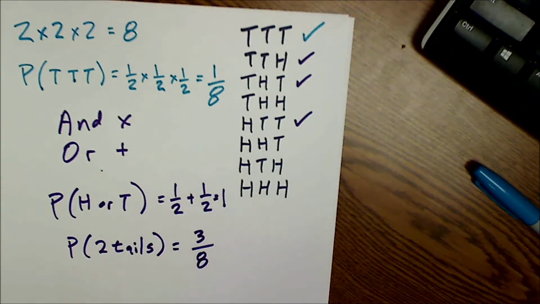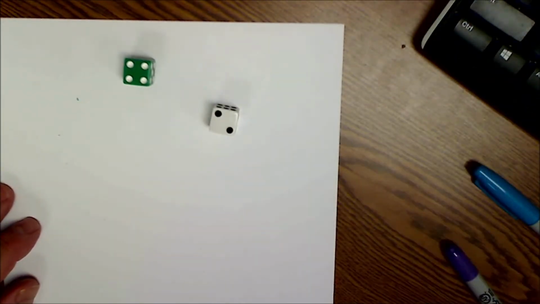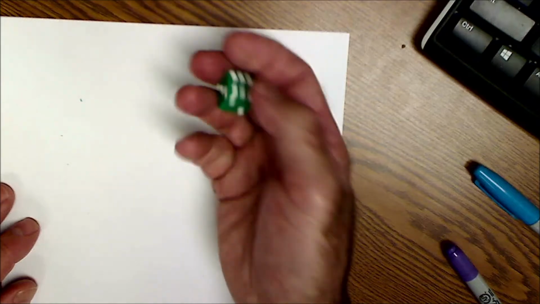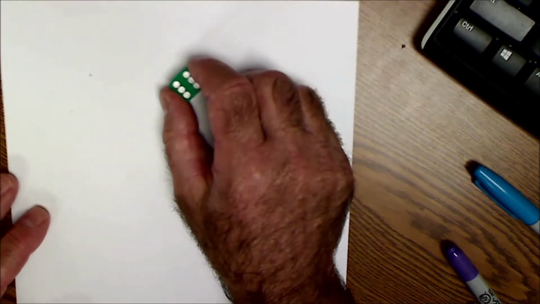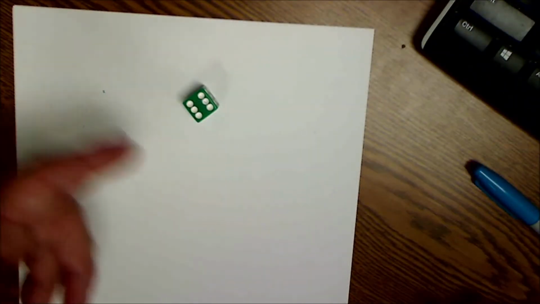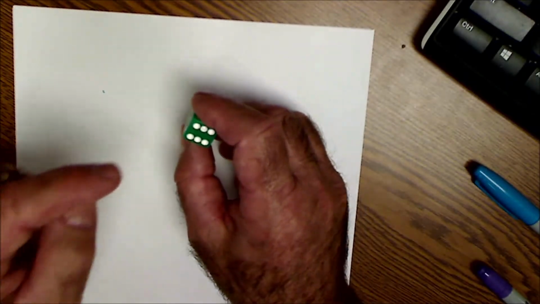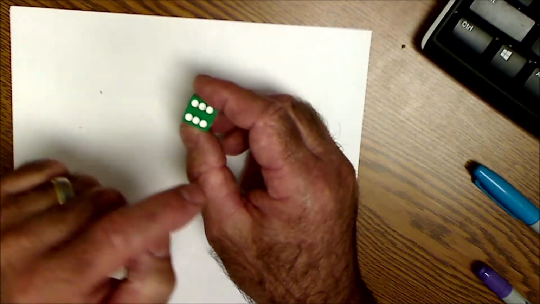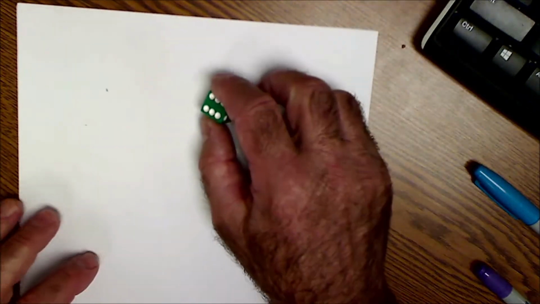All right, let's go back to the dice and get a little more complicated with the dice. Let's take a look at 2 dice. Let's say a green one and a white one. What's the probability of rolling this 1 dice and getting a 6? We said that, well, that's going to be 1 out of 6 because there's the event getting a 6 out of the total number of sides, 6.